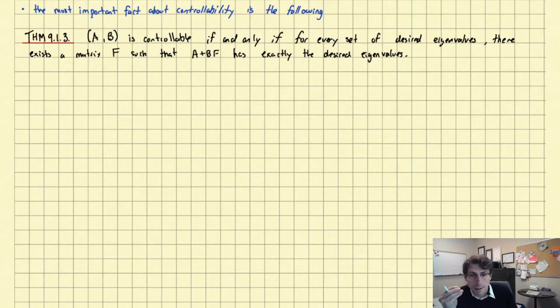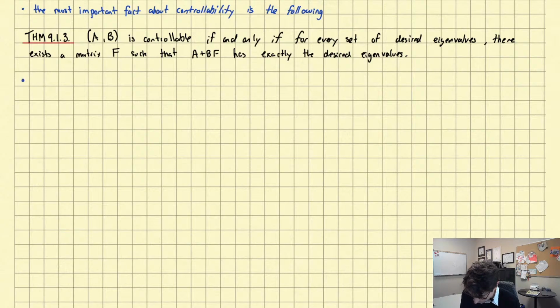Okay? It says that if A, B is controllable, for any set of desired eigenvalues, I can find a state feedback, u equal to Fx, such that when I apply that feedback, the resulting system, which has matrix A plus BF, will have the desired eigenvalues. And in particular, if I pick them all to have magnitude less than 1, I will have solved the stabilization problem. Okay, and so we make that observation explicit.